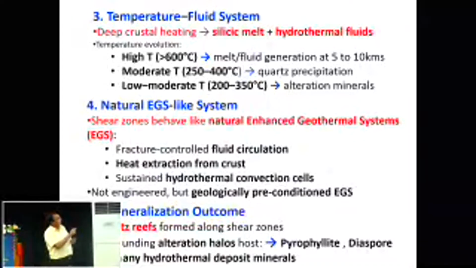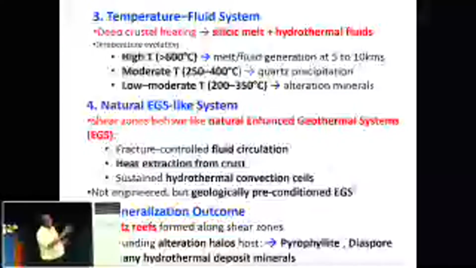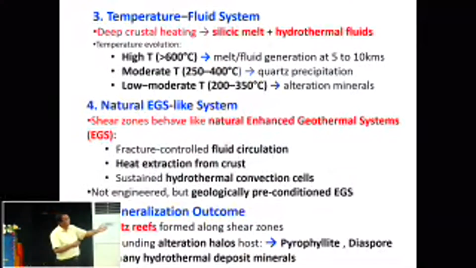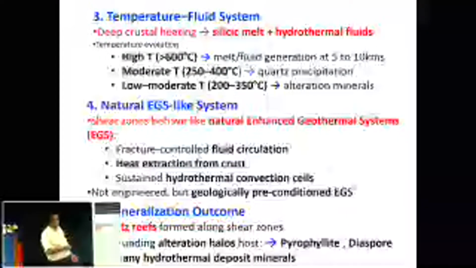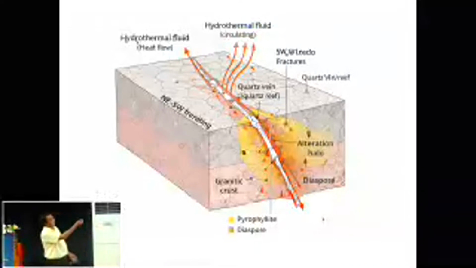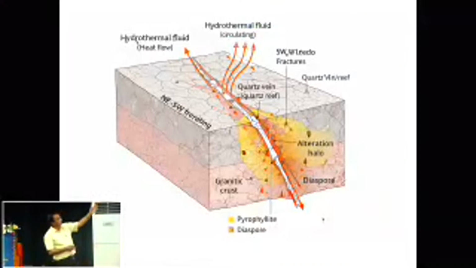Sustain the hydrothermal convection cells. No, it is a geological precondition, EGS system. Mineralization, surrounding alteration halos, host: develop the pyrophyllite and diaspore in many deposits. You can see pyrophyllite and diaspore developed at the latest stage, and quartz veins are there.